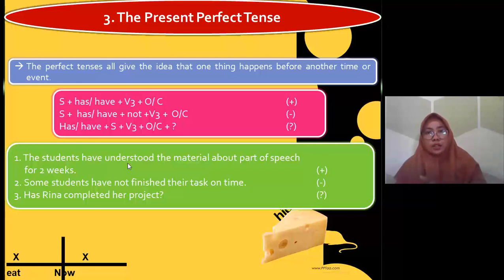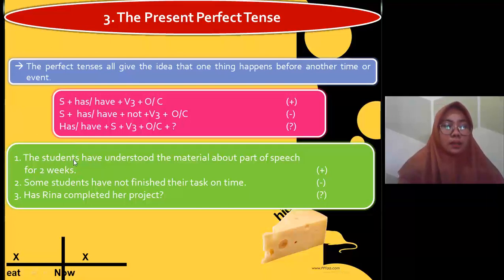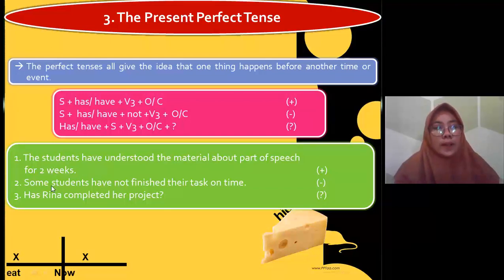Understand, understood, understood. So, because we apply the present perfect here, we use verb 3. But before verb 3, you must put the auxiliary has or have, because the subject is plural here, students. So your auxiliary is have, not has. Next one. Some students have not finished their tasks on time. Has Rina completed her project? That's for the interrogative one. Okay, that's the point.